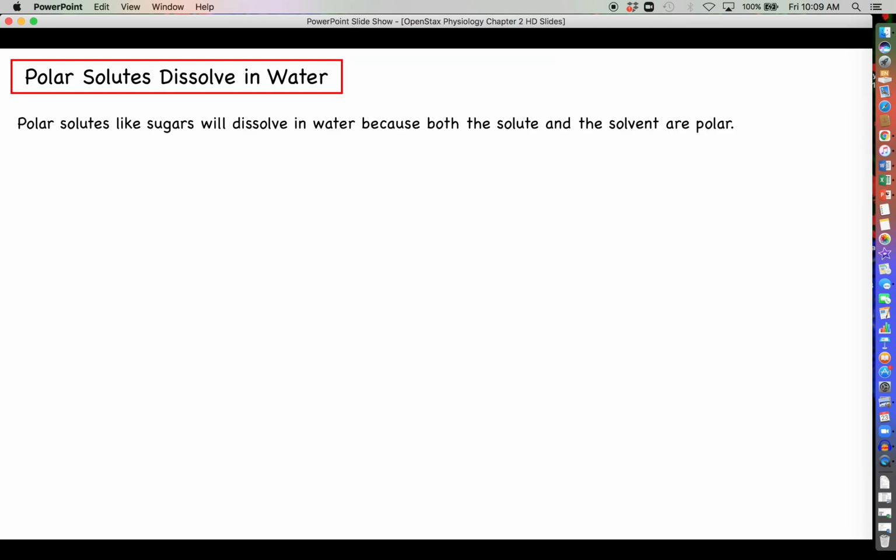Okay, so those are examples of solutes that carry full electrical charges. They're hydrophilic. What about polar solutes? Well, polar solutes will also dissolve in water. They are also hydrophilic. So water is polar, and polar solutes like sugars and alcohols are also polar. You're going to find out pretty quickly here that like dissolves like. Polar molecules want to dissolve in a polar solvent.